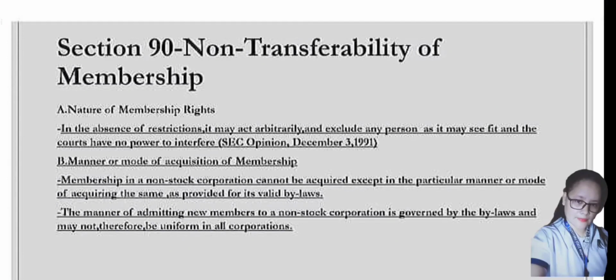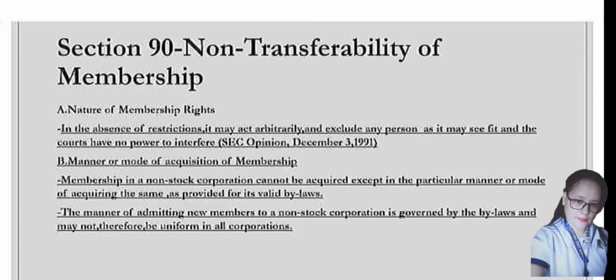Non-transferability of membership. Nature of membership rights. In the absence of restriction, it may act arbitrarily and exclude any person as it may see fit, and the courts have no power to interfere. According to opinion of the SEC, December 3, 1991.